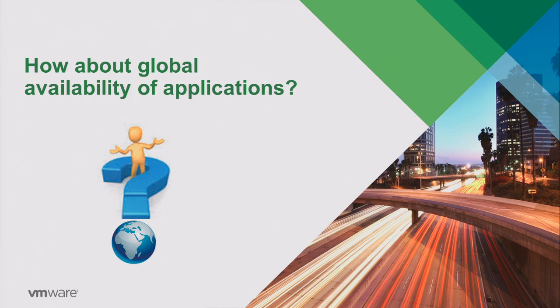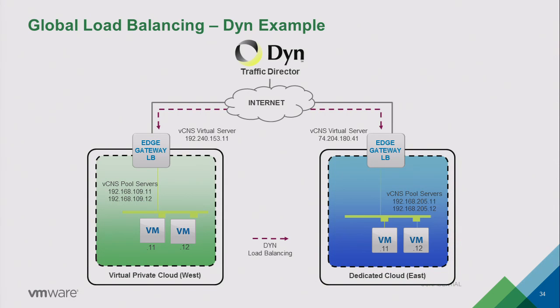Or there is an application running on premises and you want to have another instance of it on the cloud and still do global load balancing. So yes, we do support that with our ecosystem of partners, one of the partners being Dyn DNS. And this is one use case where we're doing 2 levels of load balancing.